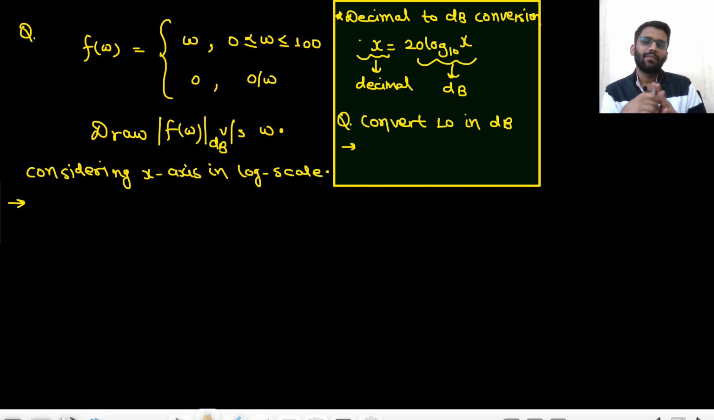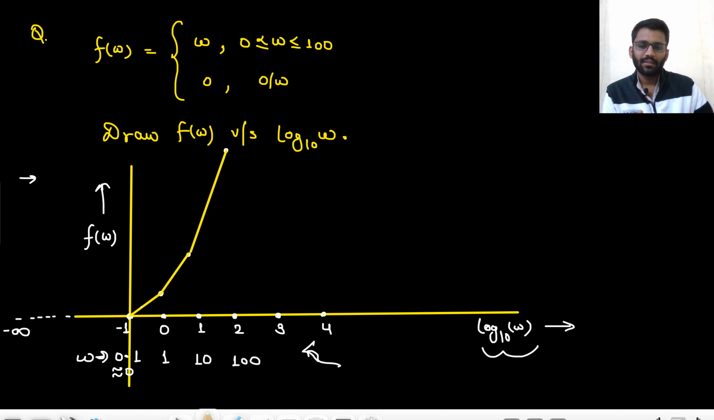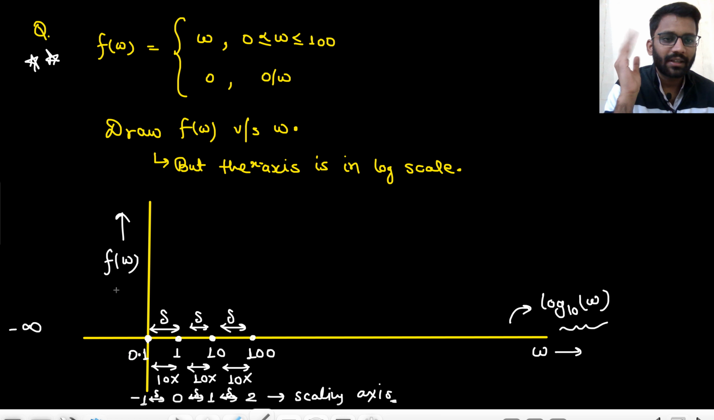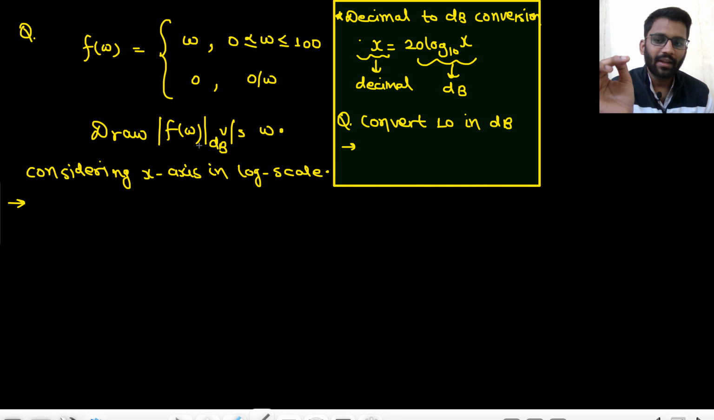Now what we are doing is the same thing that we did previously, but the gain will be in dB. So the same graph we are drawing, but the gain will be in dB. So f of omega versus omega, the x-axis is in log scale, but the gain will be in dB. That means the value will be in dB.